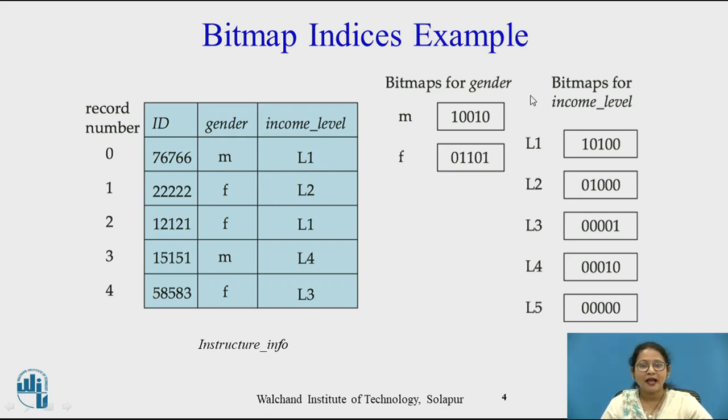Similarly, bitmaps for income level L1, L2, L3, L4, L5. Depending upon how many levels the income is broken into, that many bitmaps we are going to create. So, where is L1? 10100. Same for L2, L3, L4, L5.